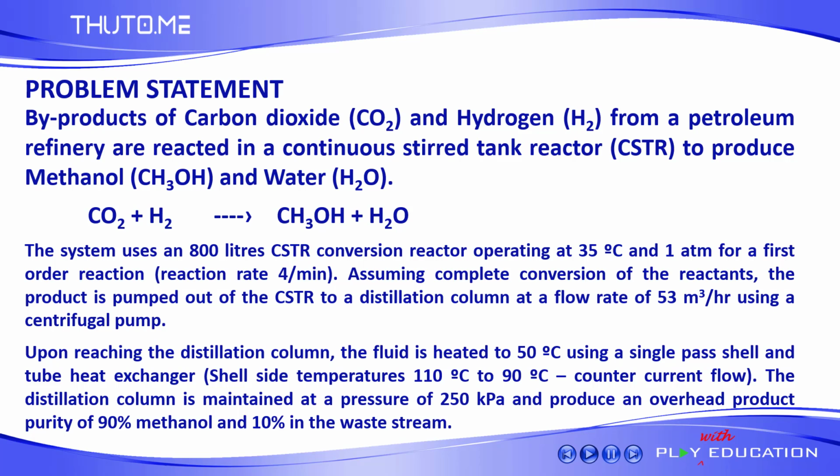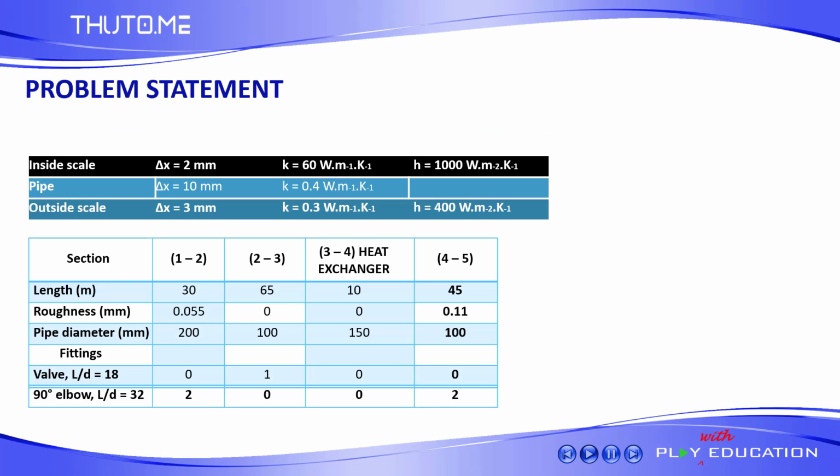Upon reaching the distillation column, the fluid is heated to 50 degrees Celsius using a single-pass shell and tube heat exchanger, where the shell side temperature changes from 110 degrees Celsius to 90 degrees Celsius. The heat exchanger is a countercurrent flow arrangement. The distillation column is maintained at a pressure of 250 kilopascals and produces an overhead product purity of not less than 90% methanol and not more than 10% methanol in the bottom stream. Additional information on the piping layout and heat exchanger specifications is given in the tables provided.